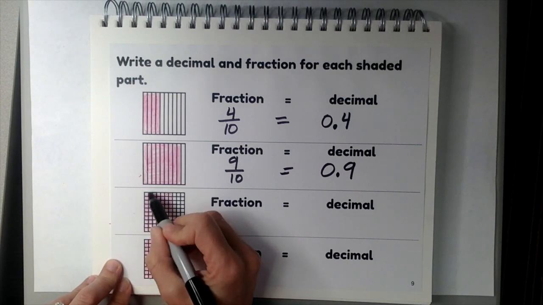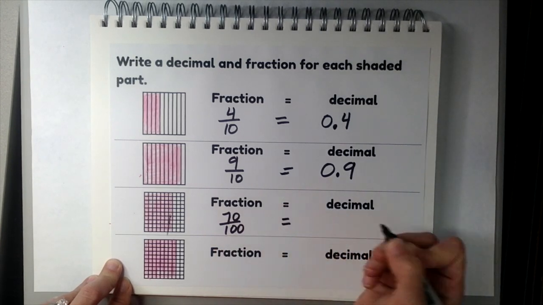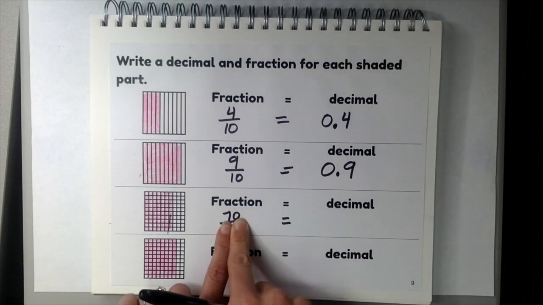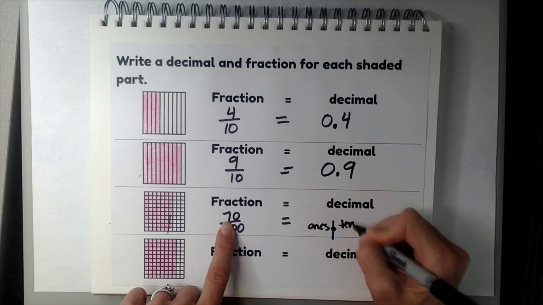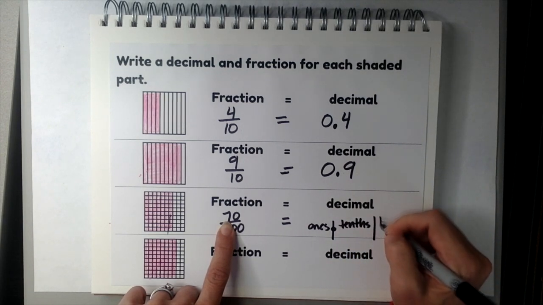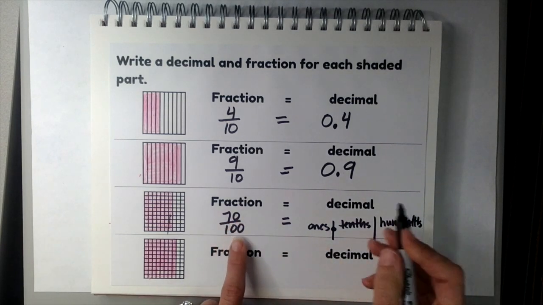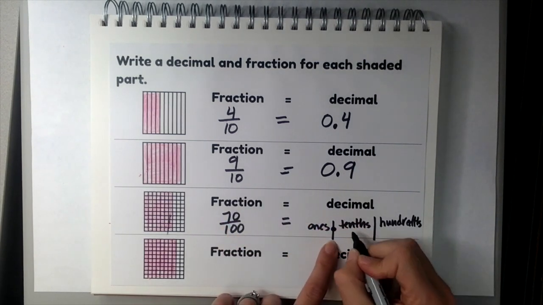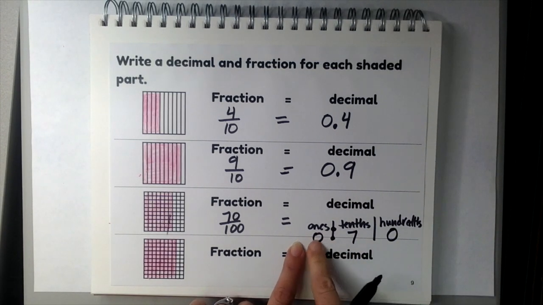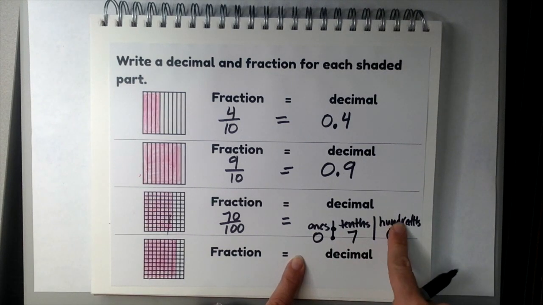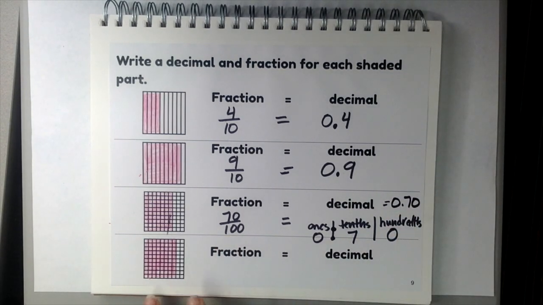Here we go, we have 10, 20, 30, 40, 50, 60, 70. 70 out of 100 equals, so look at this. This is where a lot of students get tripped up. So let's draw a little place value chart. Ones, decimal point, tenths, and hundredths. A lot of students want to put the 70 over here, but we have to put each digit in a place value, and it has to be in the hundredths. So we say 0, 7, 0. Now we would read this as 70 hundredths, the same as what's written here. So this would equal 0.70, okay?